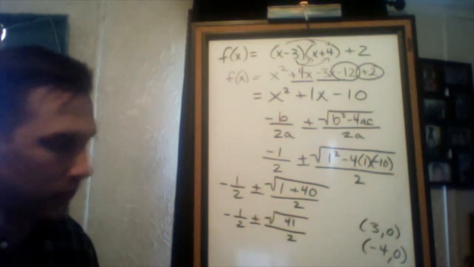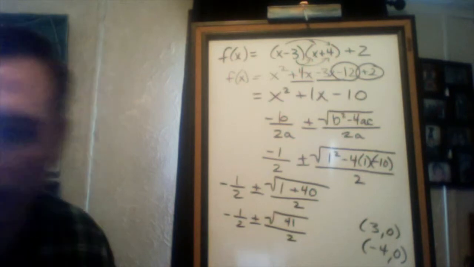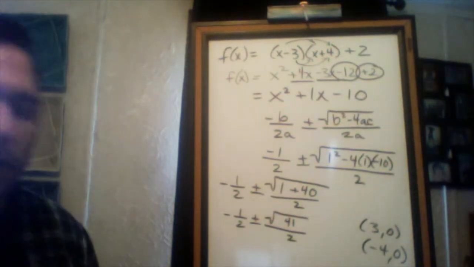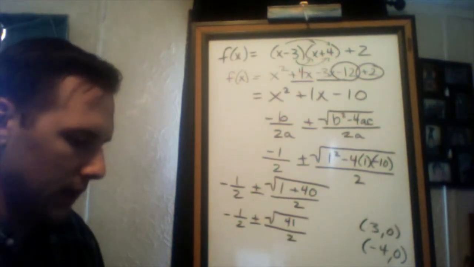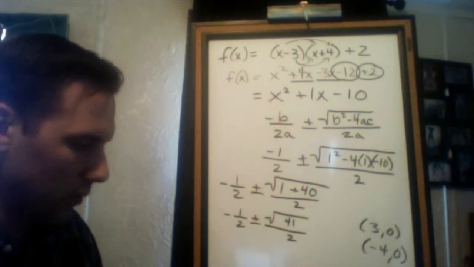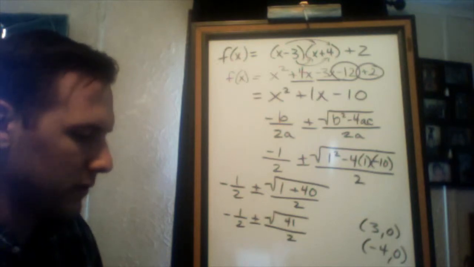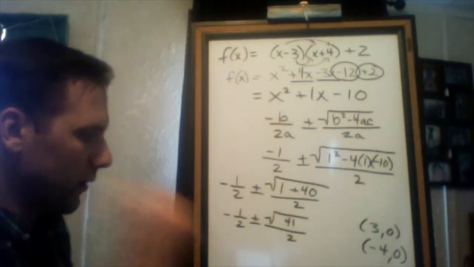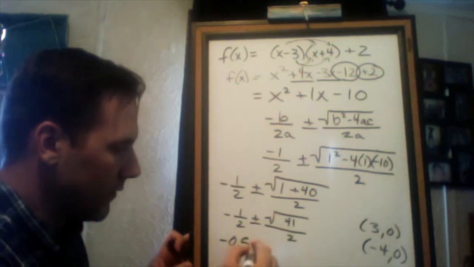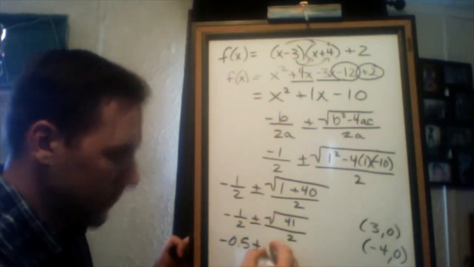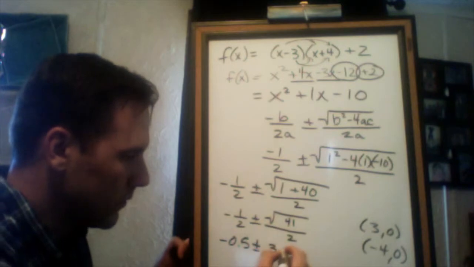Now, the square root of 41 is not going to be a whole number value, so I'm going to reach over and grab a calculator. And when we do the square root of 41, we get 6.4 approximately, and then divide that by 2 and we get 3.2. So our answer becomes negative 0.5 plus or minus 3.2.